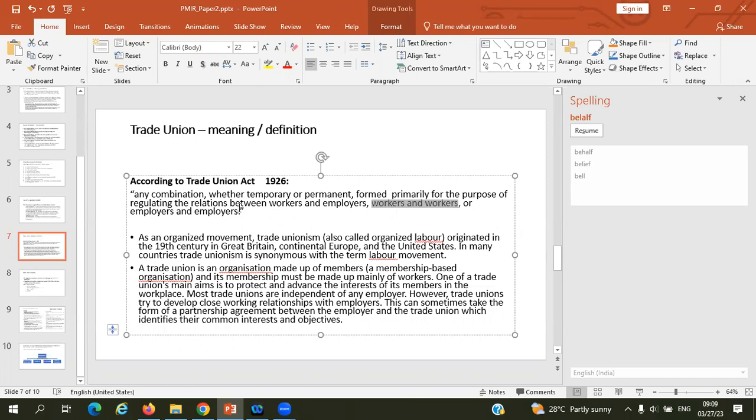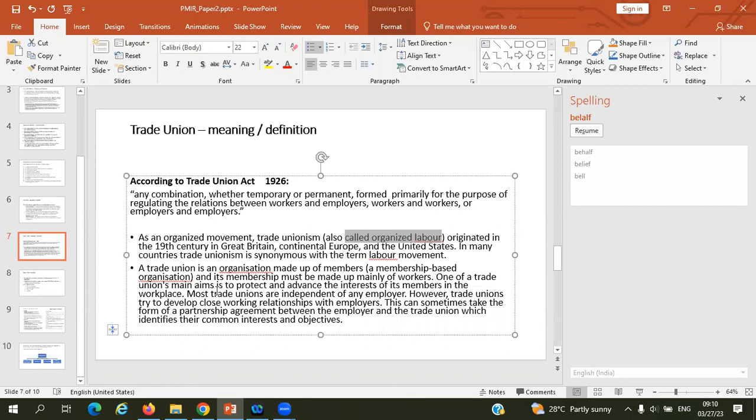Workers' matters have to be understood, employers' matters have to be understood, and the disputes arising out of the relations between workers and employers have to be understood. For this purpose it is formed. Trade union is an organization, an organized movement, also called organized labor. That means it is organized with proper registration and proper structure. That is what is called organized labor.